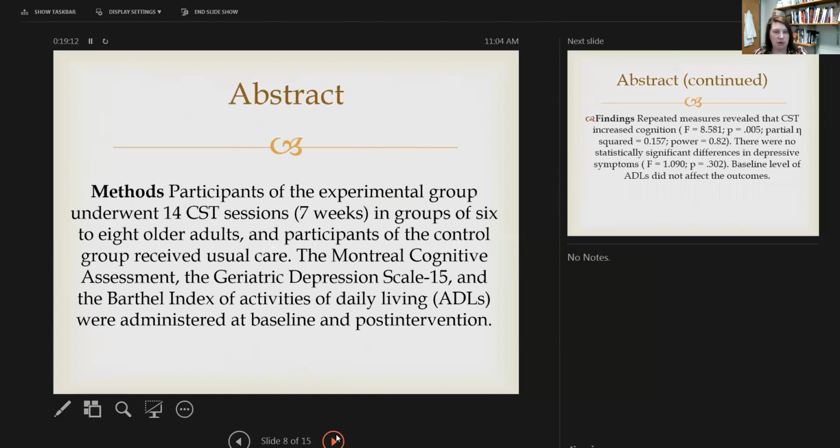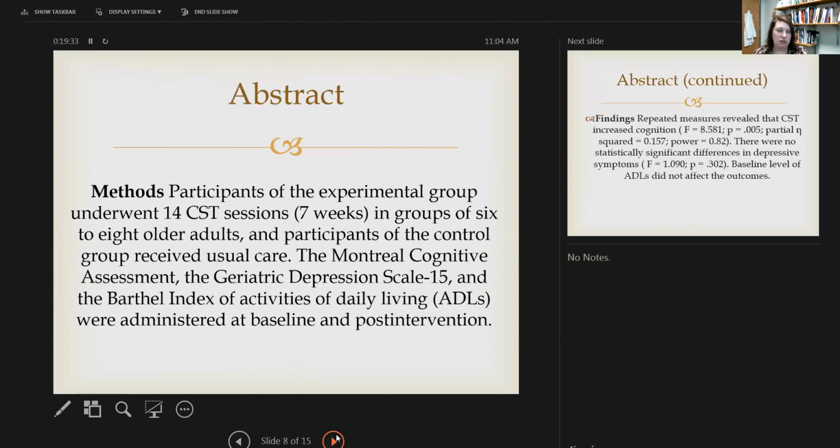Participants of the experimental group underwent 14 cognitive stimulation therapy sessions over 7 weeks. These were in groups of 6 to 8, and the participants of the control group just received the usual care. So we have an experimental group getting cognitive therapy. We have the control group going about their daily lives.